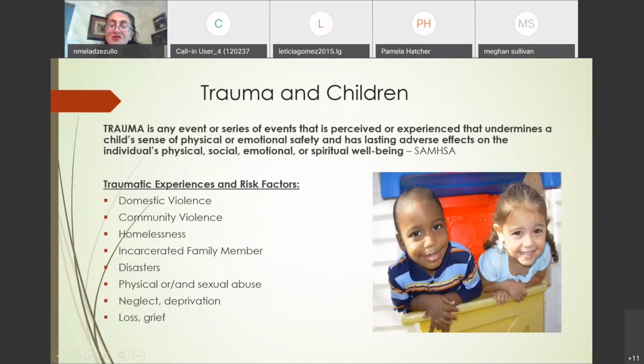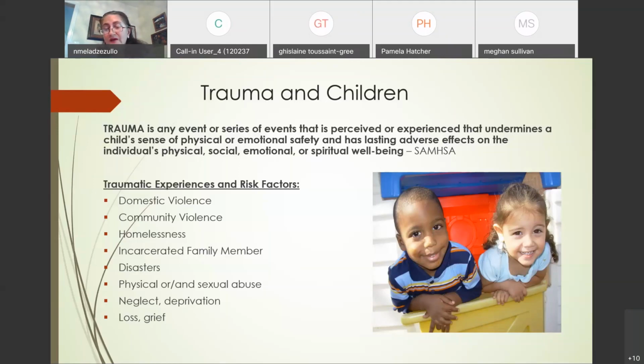I don't want to talk just about development without mentioning trauma. I was thinking about it and decided to use the opportunity while we are talking about development and concerns. I cannot not talk about trauma and how it is affecting the children. So as you see here, I have a definition of trauma: any event or series of events that is perceived or experienced that undermines a child's sense of physical or emotional safety and has lasting adverse effects on the individual's physical, social, emotional, and spiritual well-being.